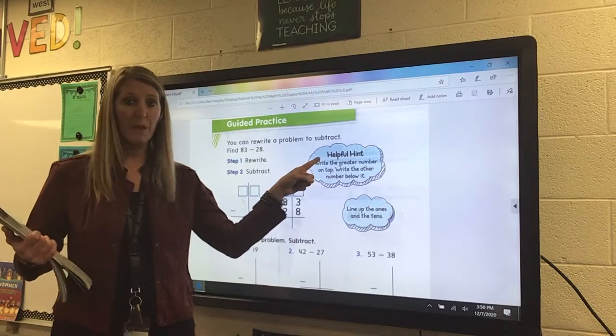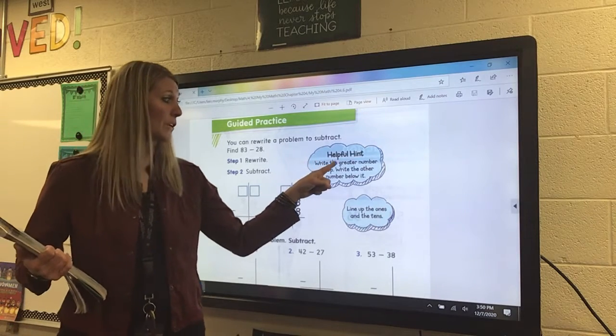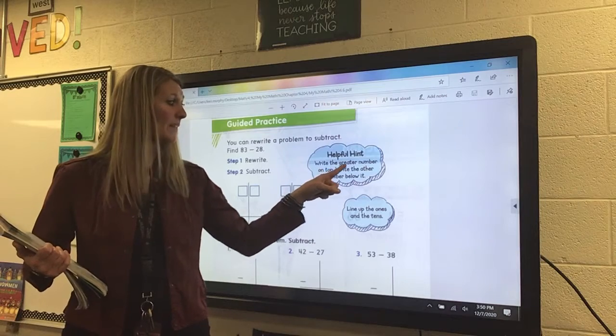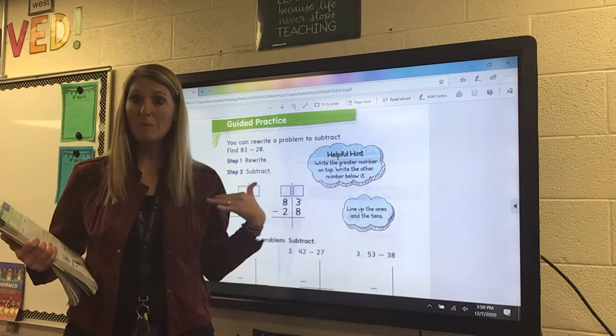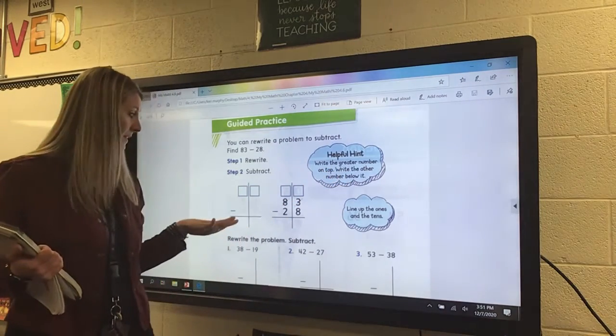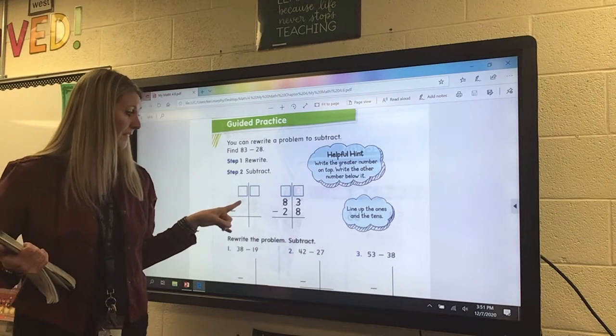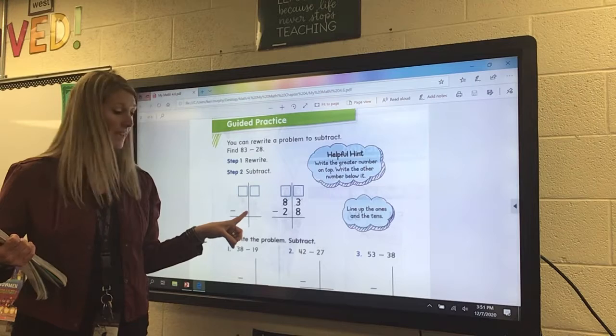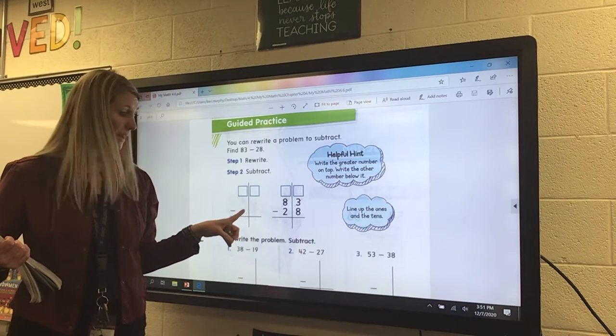So here's your helpful hint. Write the greater number on top. The biggest number has to be on top. Write the other number below it. So the smallest number goes below it. So if you look over here, they put 83 and then 28. And if you want to trace that, go ahead and do that.